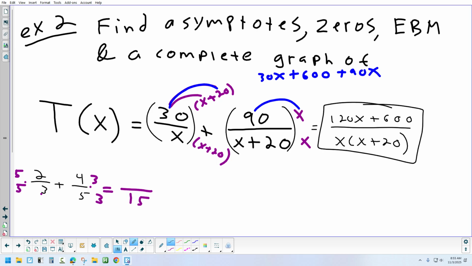Okay. So that's exactly the same equation that we just came up with. All we did was put the two fractions together as one. And why did we do that? Well, it makes finding some of these things a little easier. Not all of them, but some of them. Let's do the EBM first.